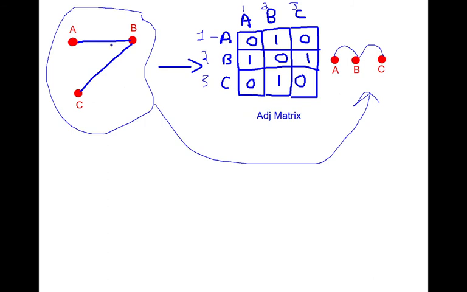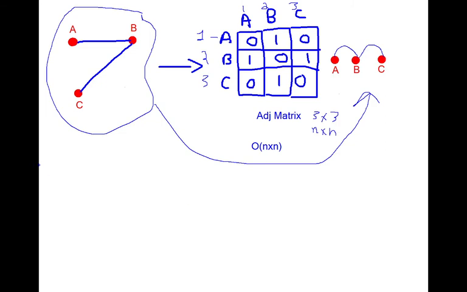Now talking about the space complexity, the amount of space it will require. For example, this graph has 3 nodes, so the adjacency matrix is a 3 cross 3 matrix, right? But if we had n nodes, then this would have been n cross n. So the space complexity of the adjacency matrix is order of n cross n.